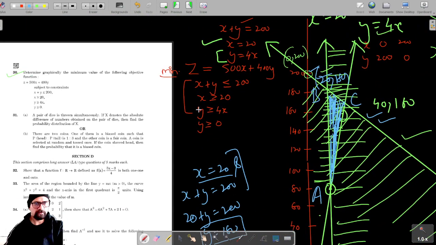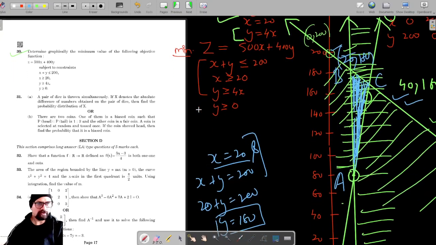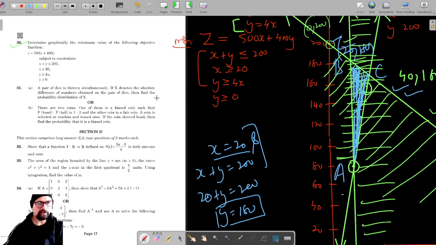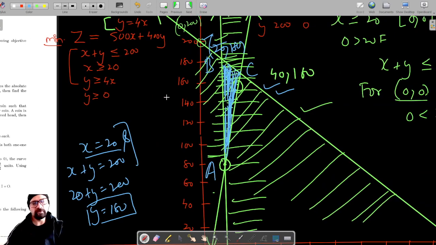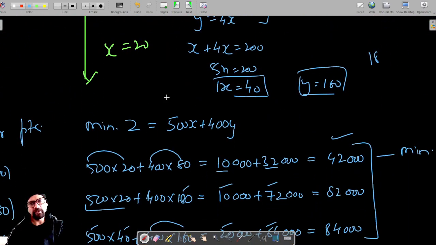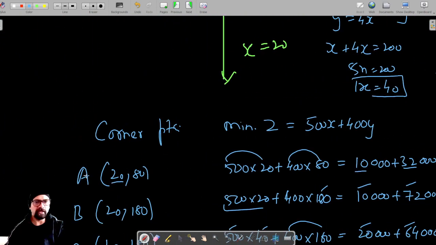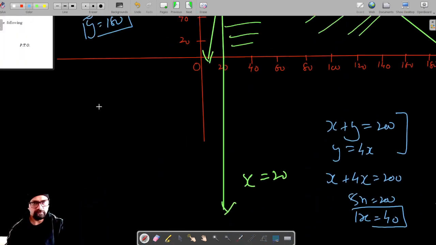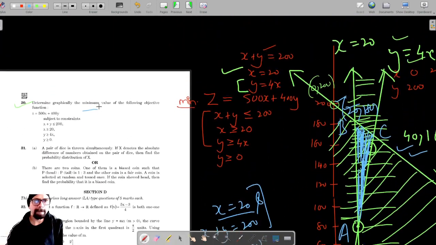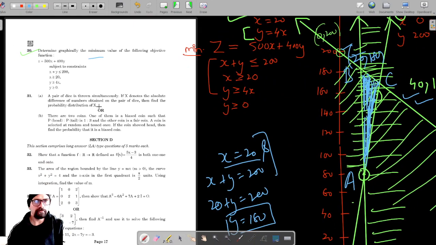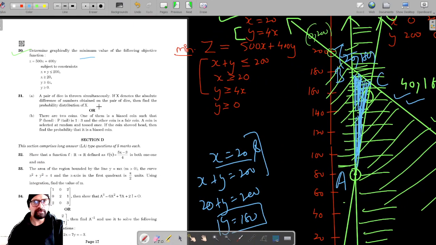Now the minimum value is 42,000. That's what was asked in the question, and we have to find the minimum value. So the minimum value is 42,000, which is at the corner point 20, 80. And this solves our question number 31. Let's move on to the next question.